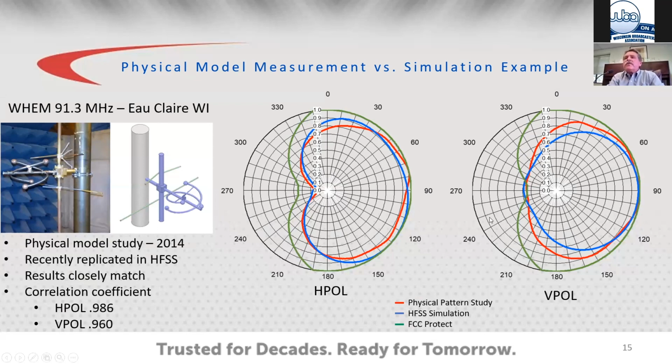One thing that I would note is that if this study was done today, we would have tweaked it a little bit more, since the V pole lies slightly outside of the H pole, or outside of the FCC protect. But, you know, we did the best we could with the tools we had at the time.